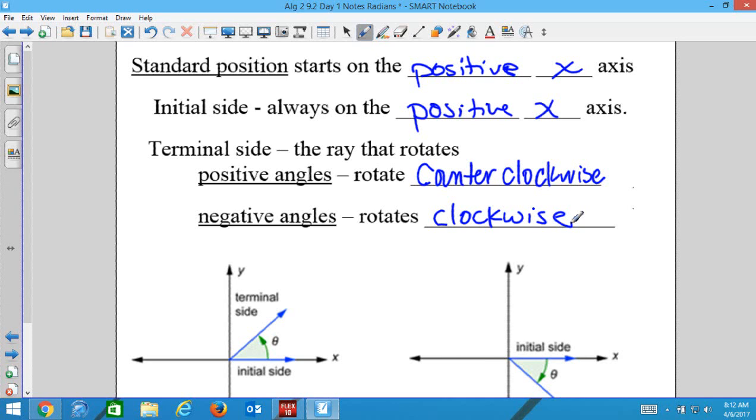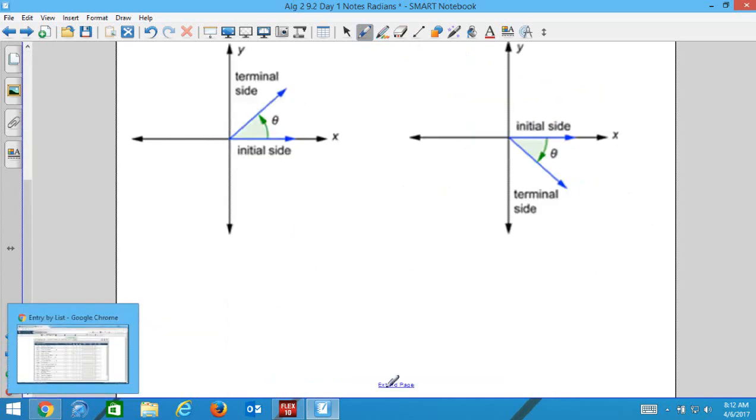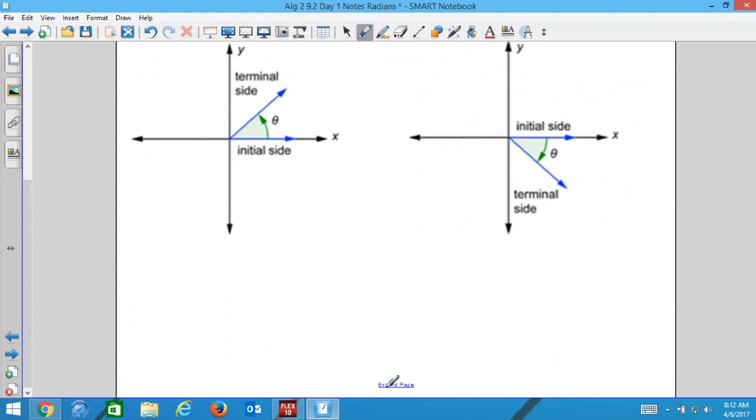So here's a picture where you can see the initial side and the terminal side. This one here would be counterclockwise, so it would be a positive angle. And this one over here would be clockwise, so it would be a negative angle. Okay?